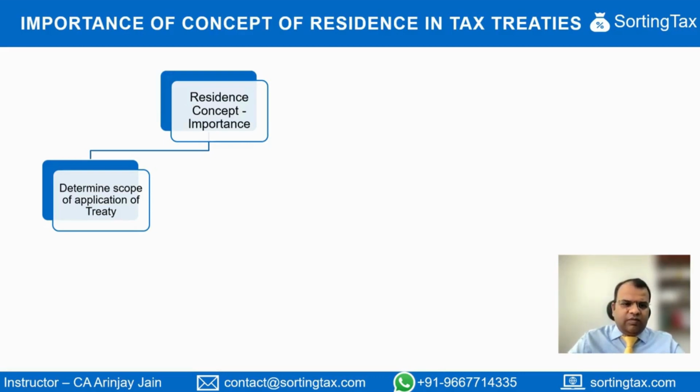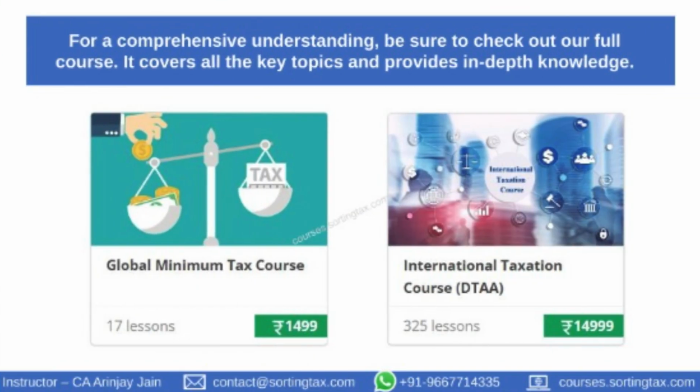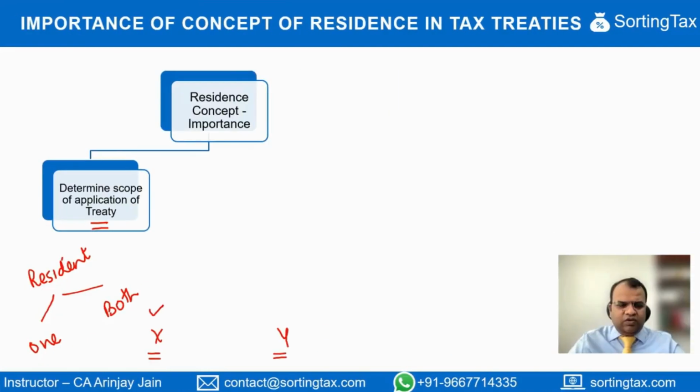So, like I discussed briefly in the preceding slide, the benefit of a tax treaty is available only to people who are resident of either one or both the contracting states. So let's say if country X and country Y have entered into a treaty, the benefit of a treaty between them can be obtained by a person who's either a resident of country X, or a resident of country Y, or a resident of both the countries.